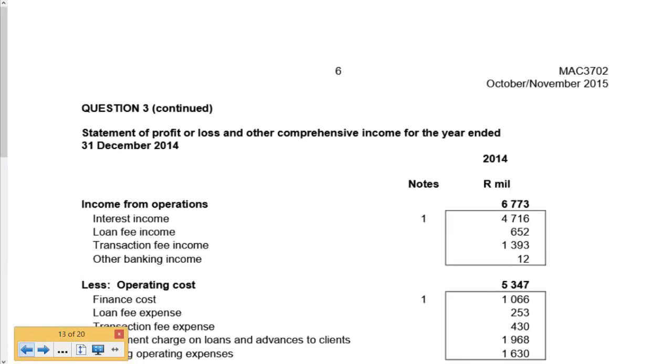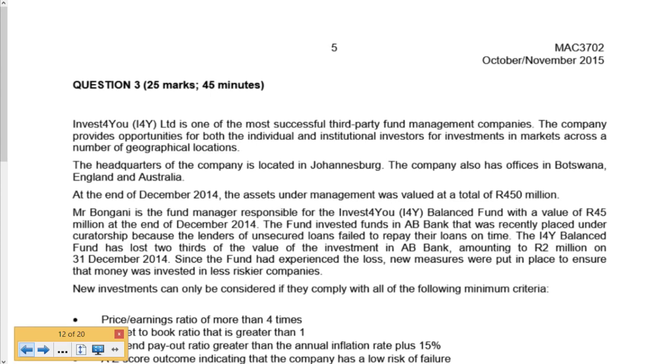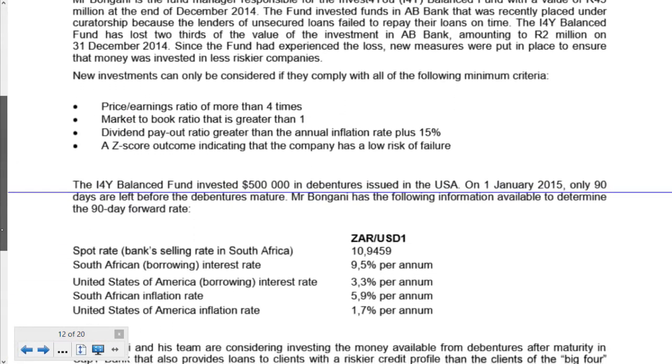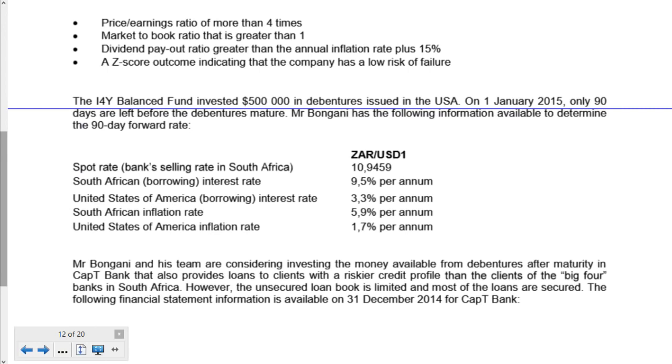If we go back, the information about these debentures is here. I4U balanced fund invested $500,000 in debentures on the 1st of January 2015. Only 90 days are left before the debentures mature. So they're going to mature in 90 days. Mr. Bongani has the following information to determine a 90-day forward rate. He has the spot rate, which is the selling rate. The bank is selling in South Africa.